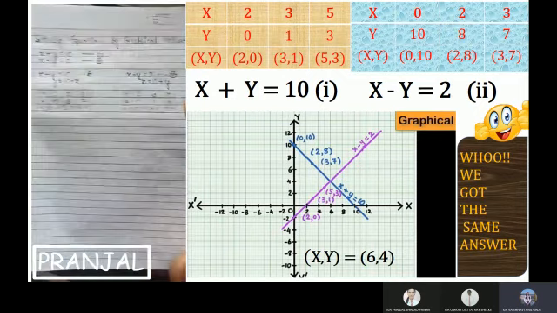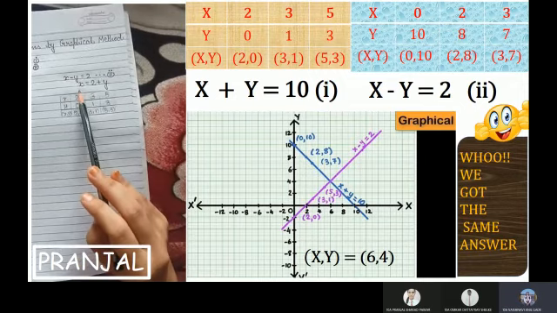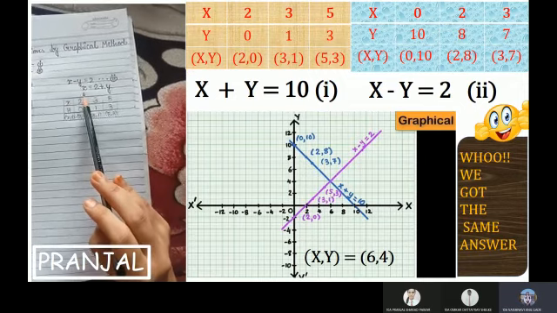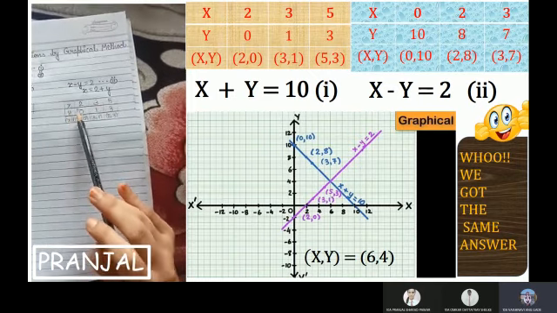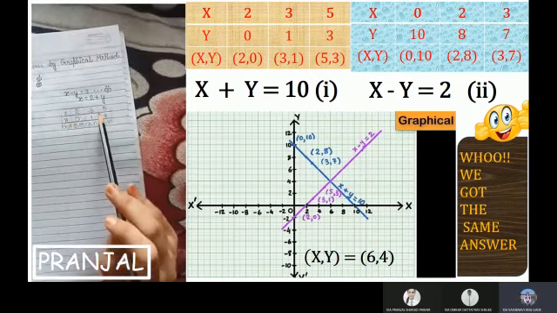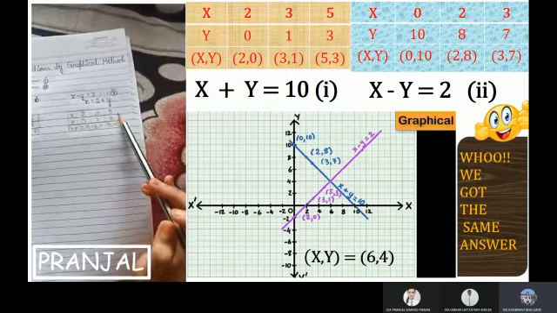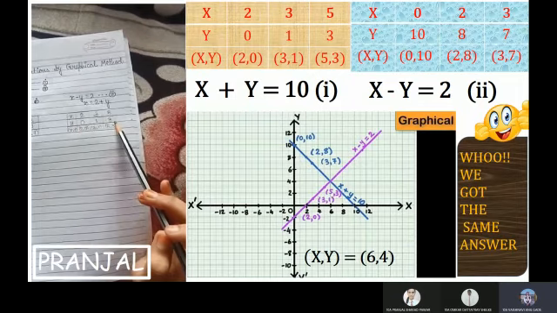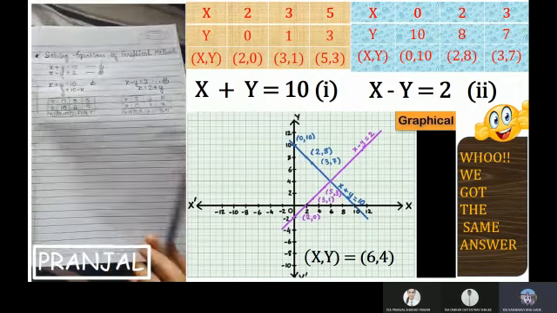Now the second equation is x minus y equals 2. We can write this also as x equals 2 plus y. When x equals 2, then y equals 0. When x equals 3, y equals 1. When x equals 5, then y equals 3. So now we are going to plot these points on the graph.